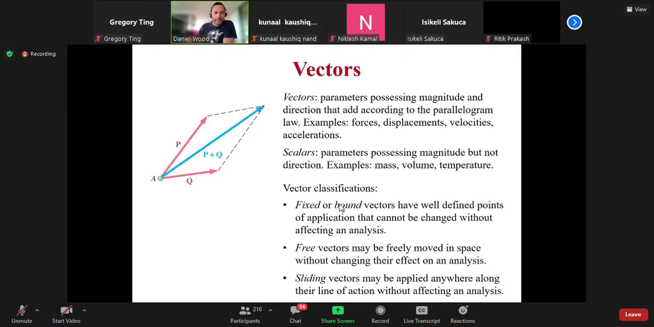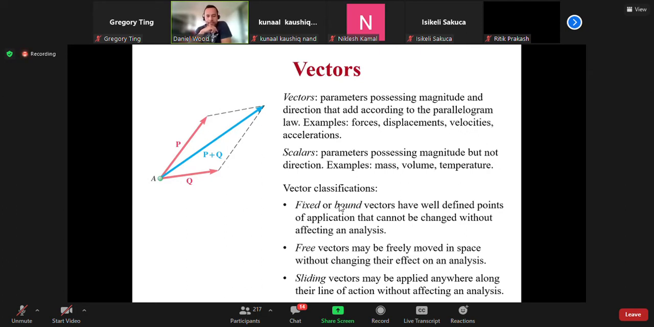So here we've got vectors. And scalars are parameters possessing magnitude but not direction. Examples are mass, volume, and temperature. So vector classifications: fixed or bound vectors have well-defined points of application that cannot be changed without affecting an analysis. When we're talking about forces acting through a point, you can't just remove that vector from its point of action. You're not going to change the total load acting, but you'll definitely change the moment being applied.